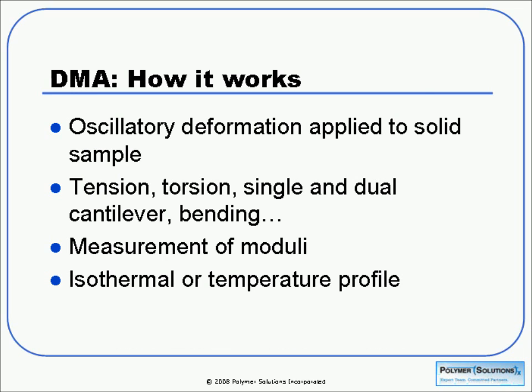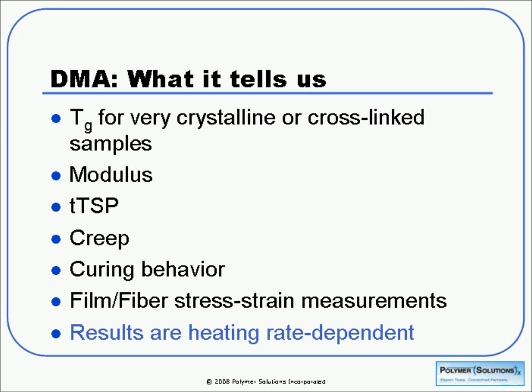So it works by applying some sort of oscillatory deformation on the solid sample. We have many modes of use for this. We can do films in tension. Stiffer samples can be run in torsion. There are single and dual cantilever modes, bending modes. Some instruments have shear modes, and the list can go on and on. It allows you to measure modulus of your sample. And again, you can do isotherms, you can do temperature profiles, much like the other techniques that we've talked about.